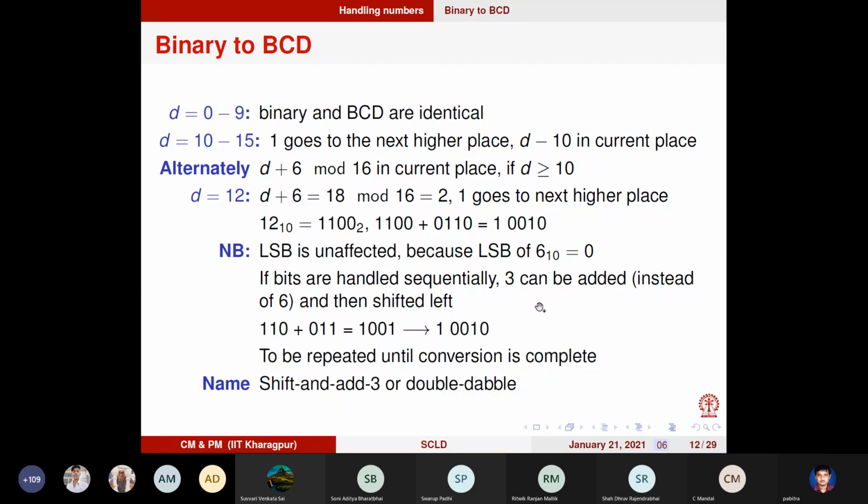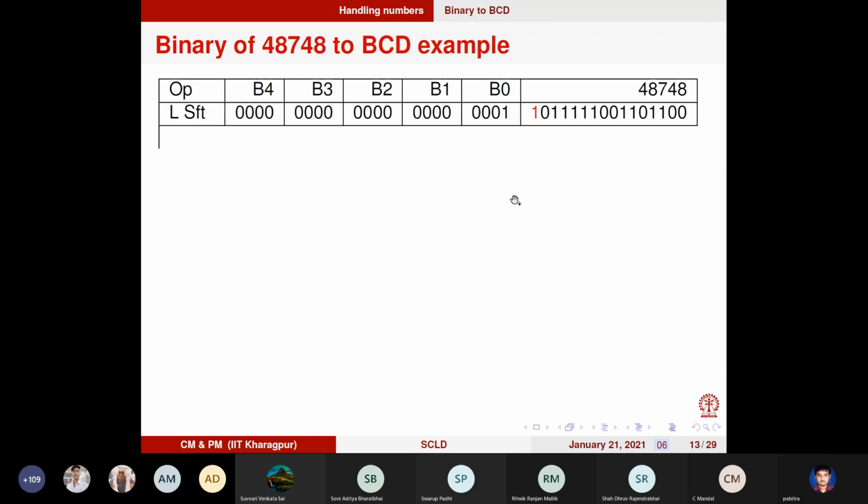If you handle the bits sequentially, you can add 3 instead of 6 and then shift to the left. You will get the same answer. Add 3 and then shift to the left. So this forms the basis of a much more complex algorithm called the double dabble. We'll do that in the next class. But first look at this.